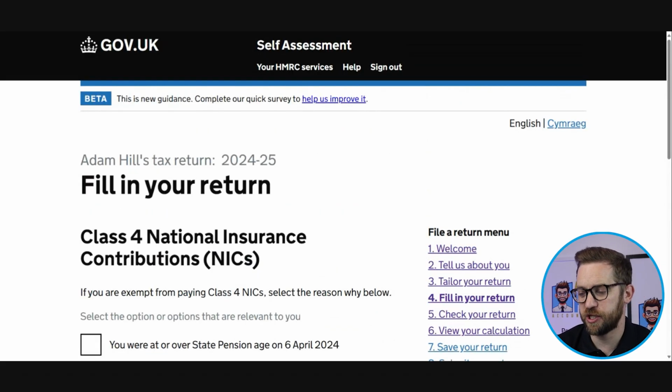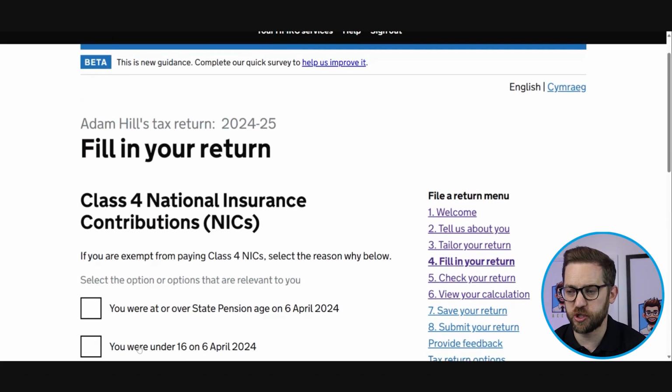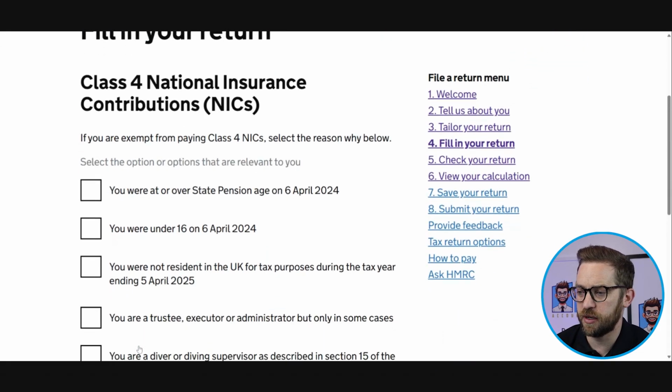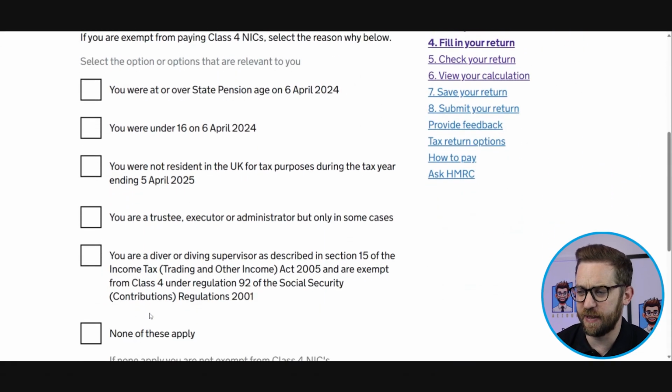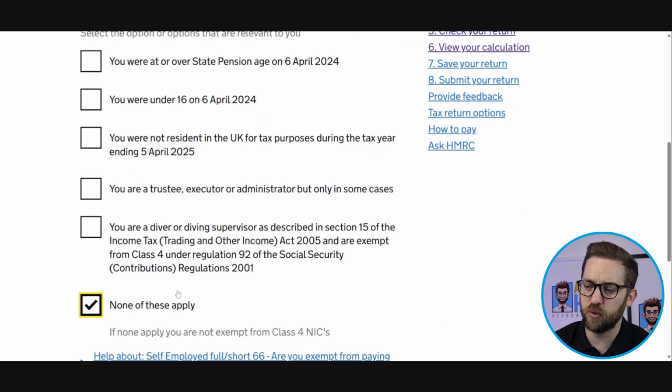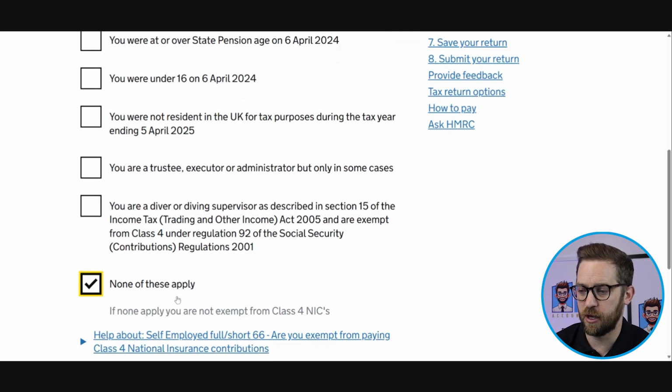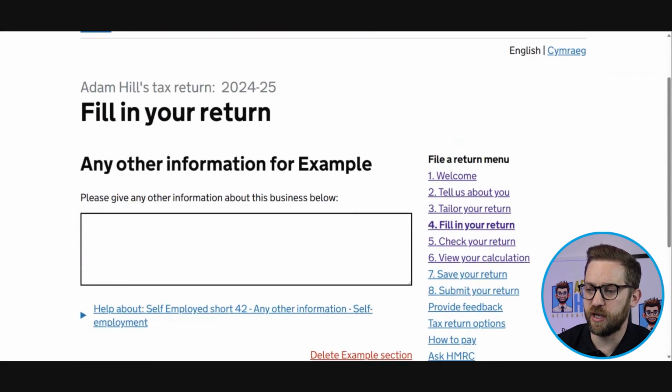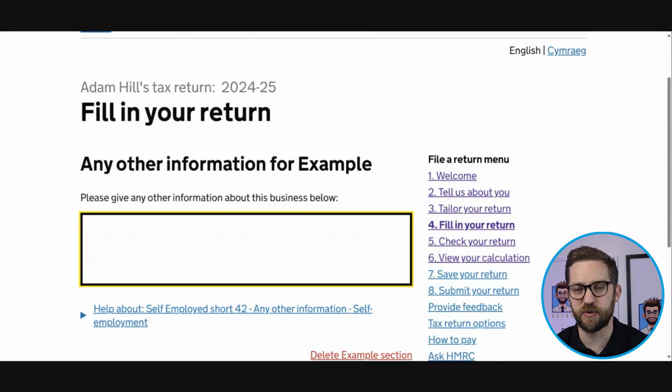Class 4 national insurance. So this is the national insurance that will apply to your self-employed profits. These are a number of questions. They're looking for people that may be exempt from paying class 4 national insurance. Unfortunately, that doesn't apply to most people, so you'll just tick none of these apply at the bottom. And then we're provided with a blank text box to provide any other information relating to that self-employment. So if I wanted to provide additional information about a rental property that I had, I wouldn't do it here.